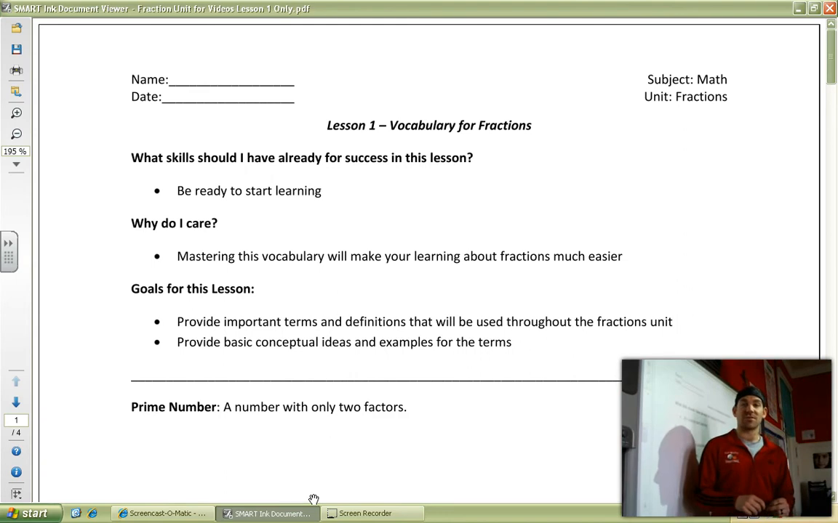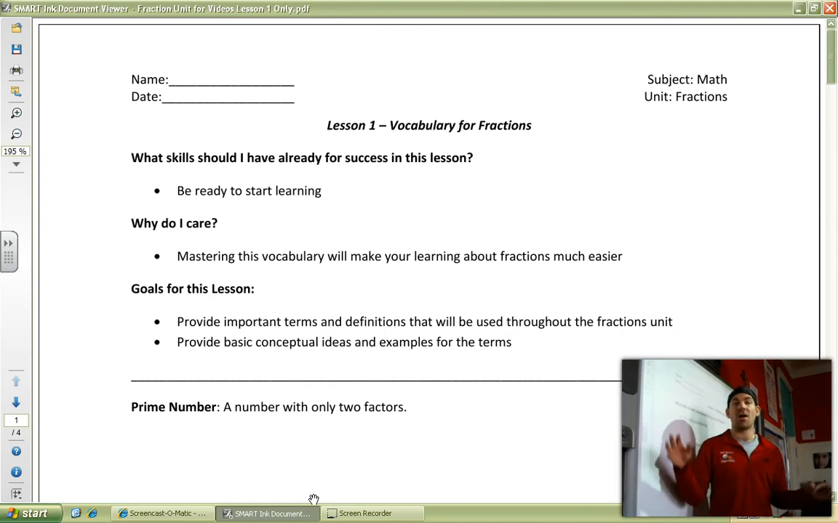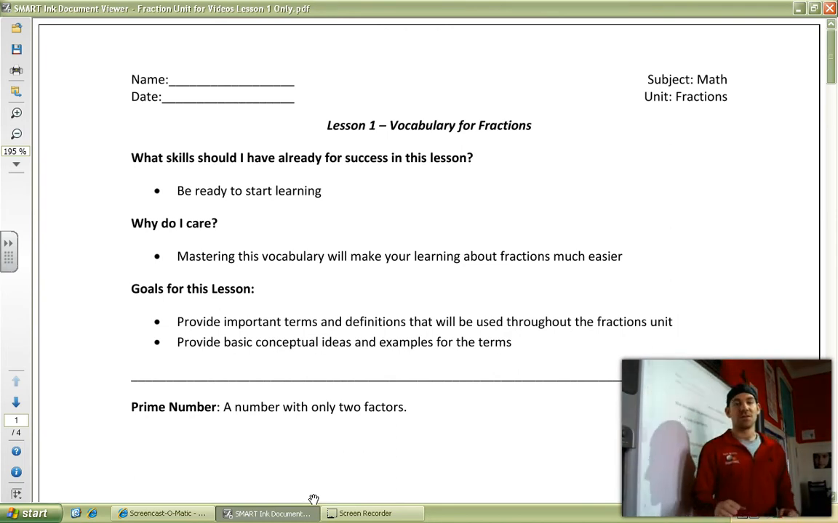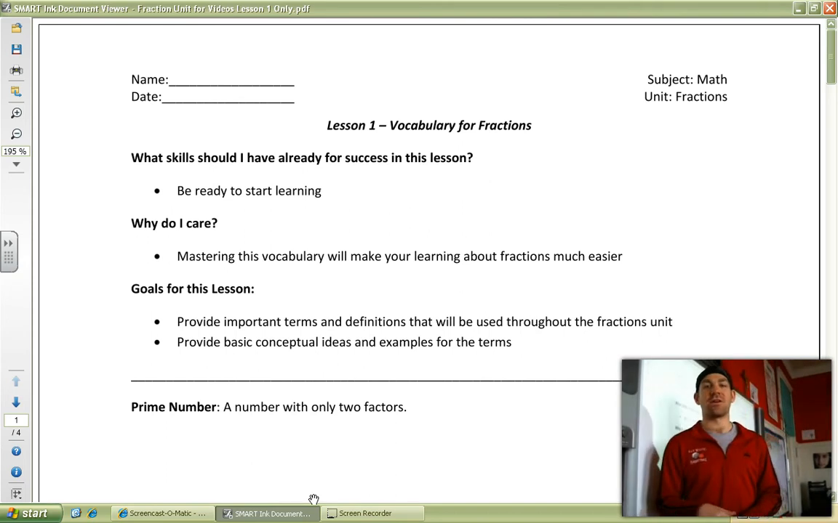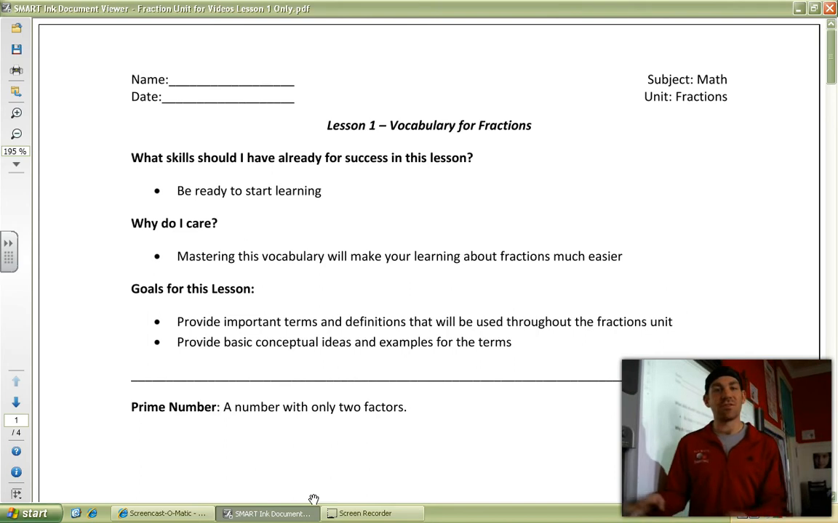And finally, my goals for this lesson are to provide you important terms and definitions that are going to be used throughout our fractions unit. I want you to learn them and get them down first, so it's easier later. That way when your assignments start asking you to find a greatest common factor, even if you know how to find a greatest common factor, if you don't know what that is, it's not going to be a good problem for you.